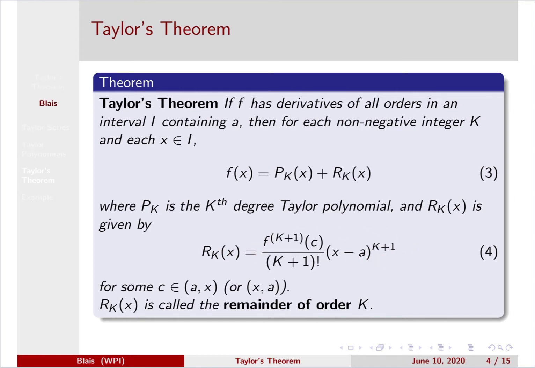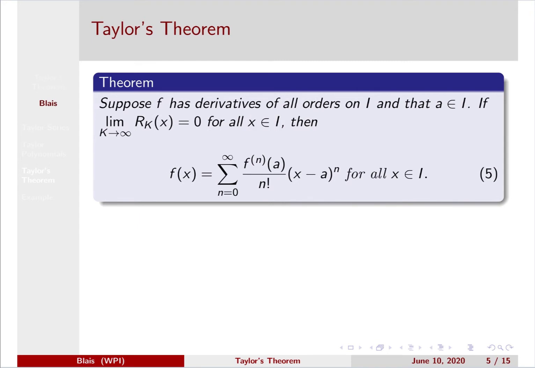Everything in this term is the same as the first term omitted, with the exception of this c. So we don't know a priori what c is, but we know where it lives. We know that it's in between a and x. We can use this in many different ways. We will see a couple of those explored in this lecture.